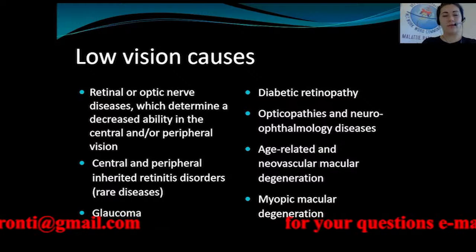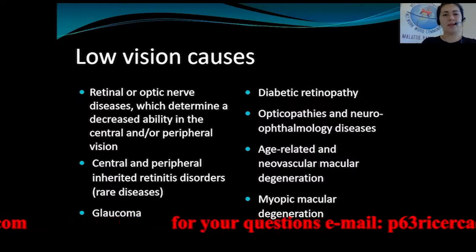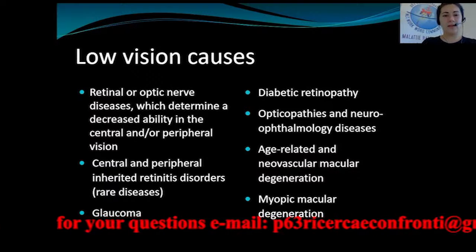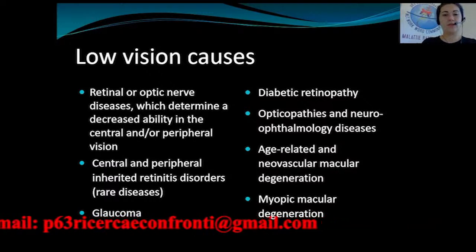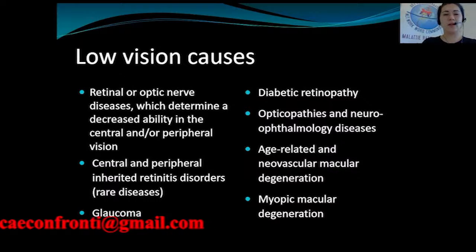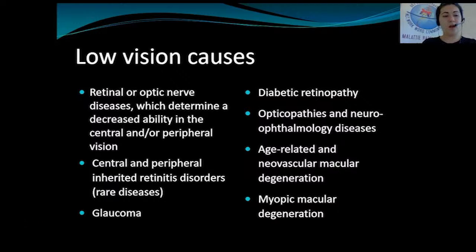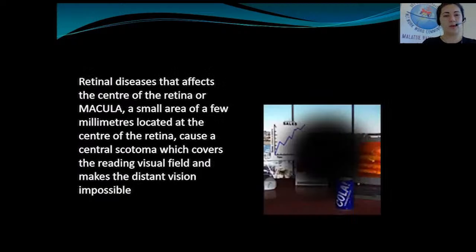Causes of low vision are different. Retinal or optic nerve diseases, which determine a decreased ability in the central and/or peripheral vision. Central and peripheral inherited retinitis disorders, which are rare diseases, such as glaucoma or diabetic retinopathy. Opticopathies, such as optic nerve diseases, and neuro-ophthalmology diseases, as ictus consequences or brain cancer. Age-related and neovascular macular degeneration, and myopic macular degeneration, which are the most frequent cause in the Western world.